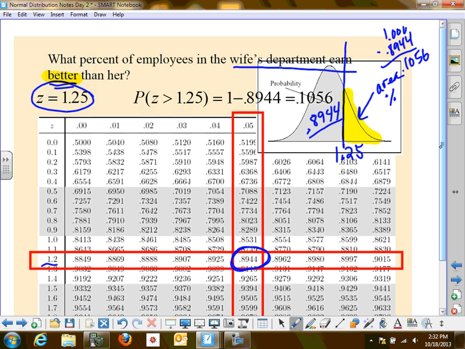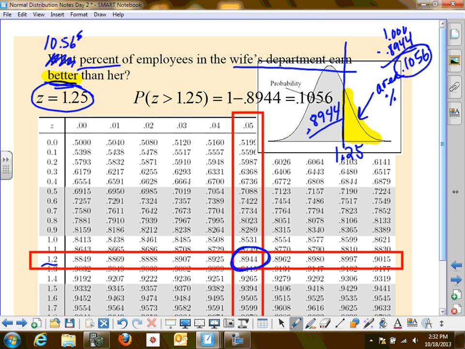So, question, in context, I want to know what this 0.1056 means. Okay, you ready? Say it. Correct. In fact, you could even go straight from the sentence here, the way it was worded. 10.56, oh, percent's already said there. 10.56% of the employees in the wife's department earn better hourly rates than she does. Okay, very good.